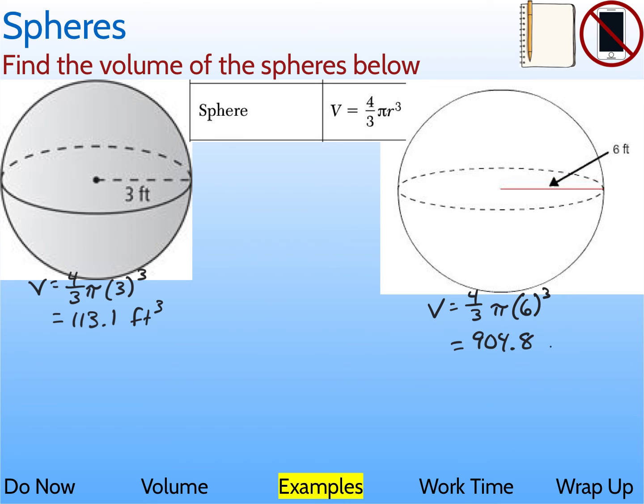904.8 cubic feet. And if you look at it, that makes perfect sense because the radius is doubled. So the volume shouldn't double, but it should be a scale factor of 2 to the 3rd power. So this is 8 times larger than that in terms of volume.